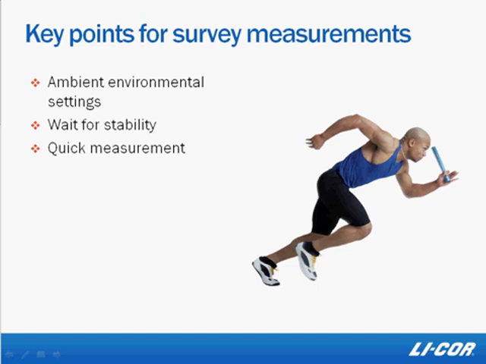So let's move on and talk about some key elements of survey measurements. The main thing to remember is that survey measurements are fast. They're also called snapshot measurements or quick measurements or spot measurements, and they should be completed in under 5 minutes per plant. To do this, we have to work at the plant's ambient environmental conditions. If we don't, the plant will have to acclimate to the new environment, and that means we have to wait for it to do that, and it's not a survey measurement anymore.